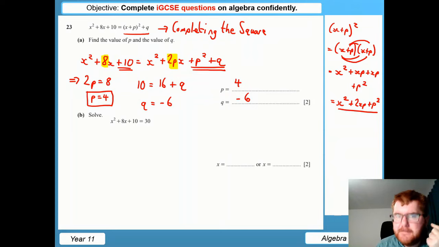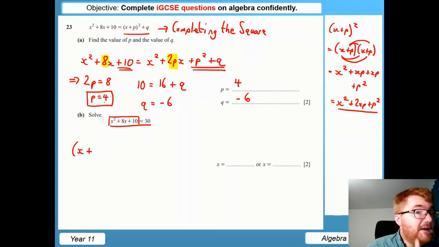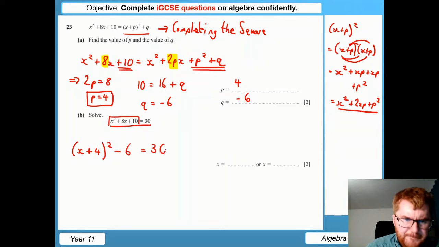Now, this is very typical on the paper 4 question here. They now want you to solve this equation. Well, the first thing I notice here is that the left-hand side is the same as part A. So I can swap over the left-hand side here with the right-hand side. So what I'm going to do now is write down (x plus, well, I now know what p is, that's 4) and I now know what q is, which is minus 6, and then that's equal to 30. Now I know the temptation here is to use the quadratic formula, and that will work as well, of course. But I want to show you a different method that's a little bit more elegant.